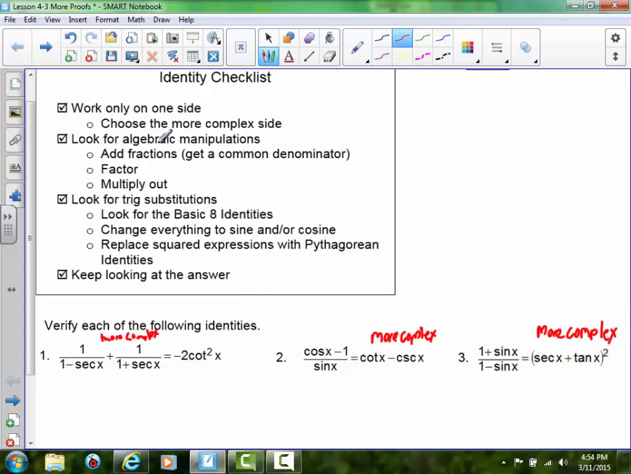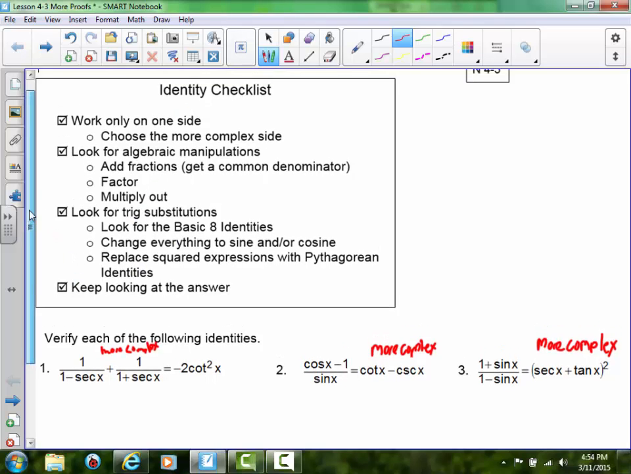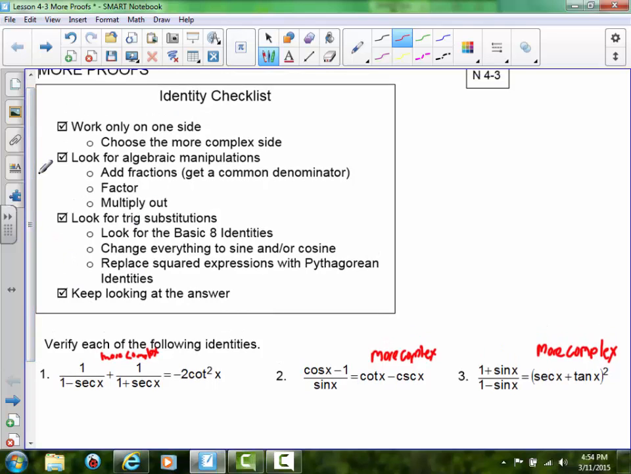All right, so we've done that. Work only one side, choosing the more complex side. Look for algebraic manipulations. So can we add fractions? We have fractions here. Maybe we can add them together. Can we factor something? Can we multiply? And then can we substitute in some trig? And then keep looking at the answer. What can I do to this to get to that? Okay, so those are all helpful little hints. So let's take a look here at number 1 specifically.